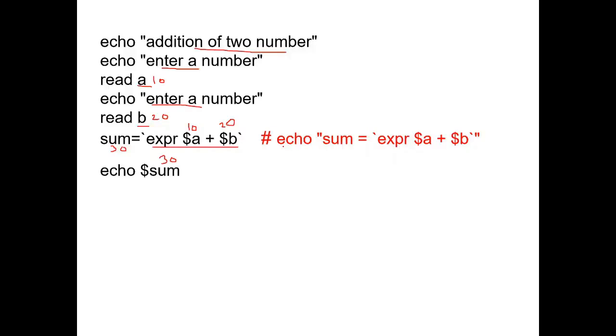You can also use it in this way, see, echo sum equal to expr $a plus $b. So displaying the message with the expression, both combined here into a single statement: the calculation part as well as the echo part, displaying it on the screen. Both you have combined into one, then enclose that in double quotes. But don't forget to enclose the backquotes also.